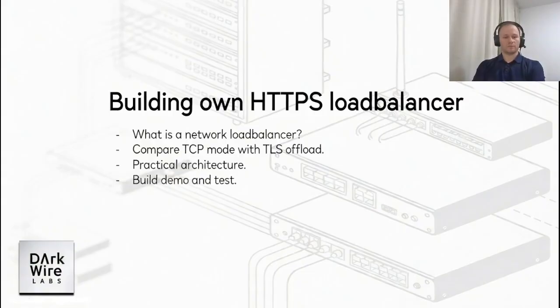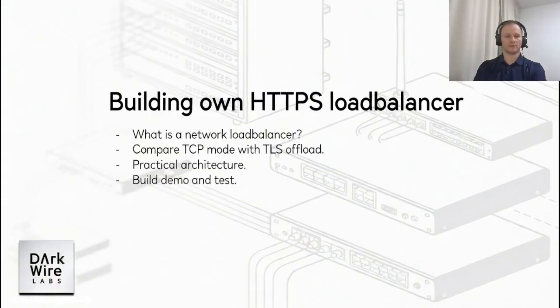TLS offload mode operates at layer 7. In this mode, the load balancer is a terminator. It acts as the final destination for the encryption and a fresh starting point for the backend request. A load balancer presents its certificate to a client, and they negotiate keys and establish an encrypted tunnel. The client sends an encrypted HTTP request. The load balancer decrypts this into plain text.